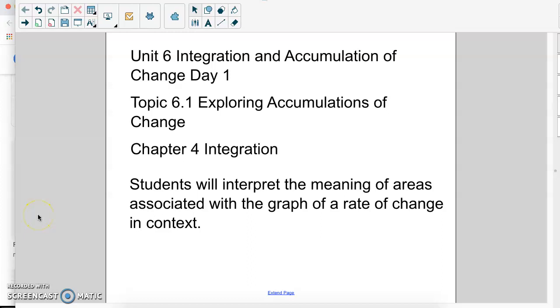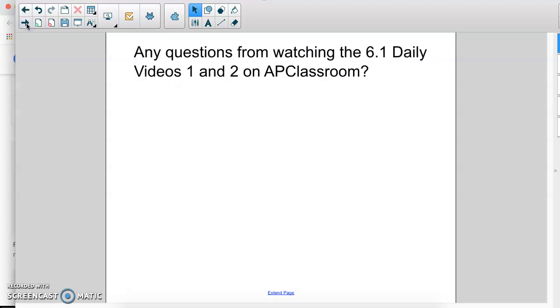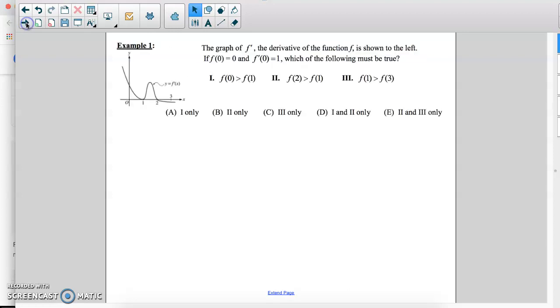Today we are going to talk about exploring accumulations of change, which is the topic of the videos you watched on AP Classroom. It is chapter 4 in our textbook, but not necessarily a certain section in our textbook. We are going to interpret the meaning of areas associated with the graph of a rate of change in context. So if you had any questions from the videos, let me know.